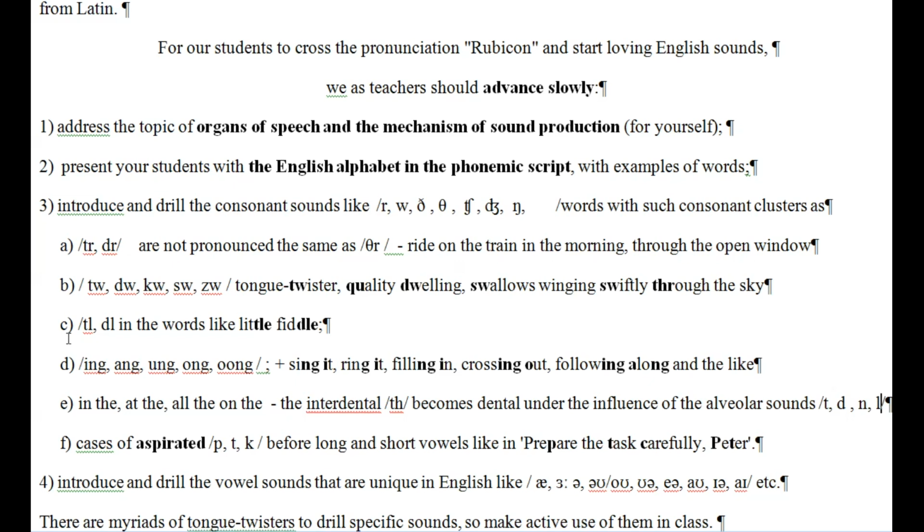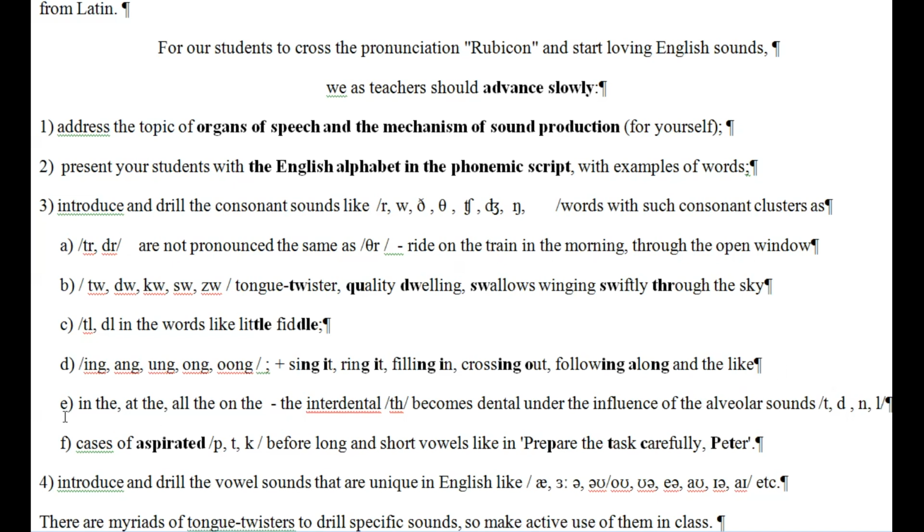C: tl, dl with the lateral plosion in British English, or like in American: little, fiddle. British, little fiddle. American, little fiddle. D: such vowel and consonant clusters with the sound ng for you to better train it. Ing, ang, ong, ung. And with the examples: sing it, ring it, filling in, crossing out, following along, and a lot of words like that.